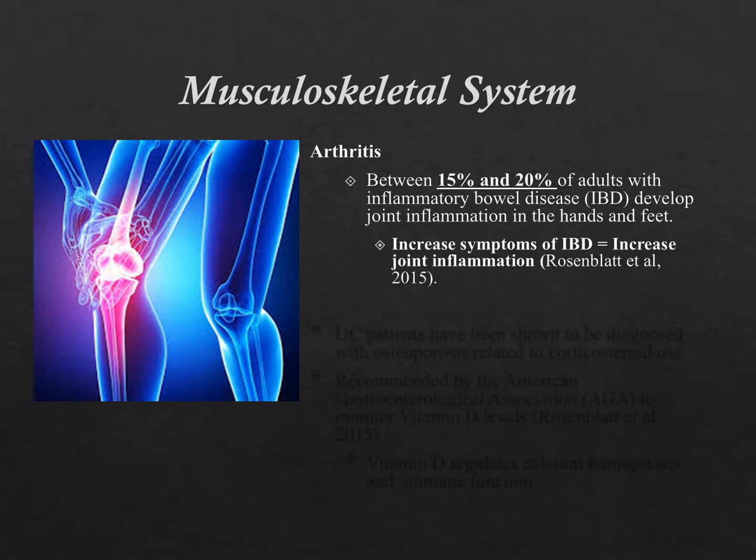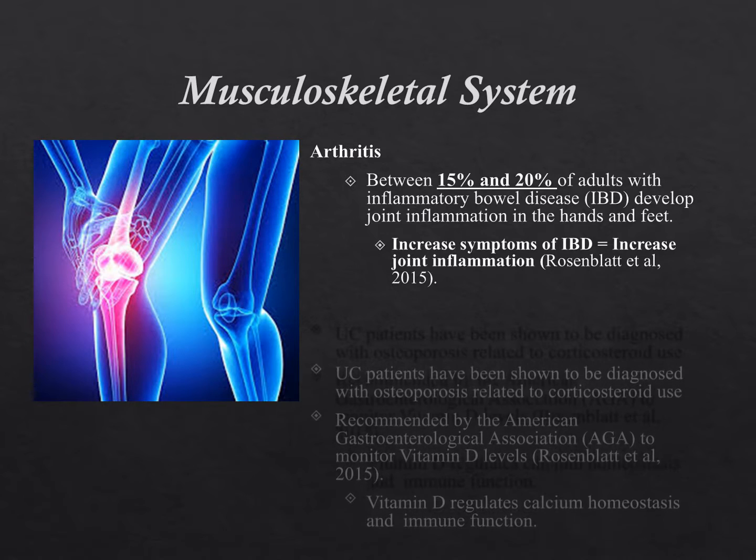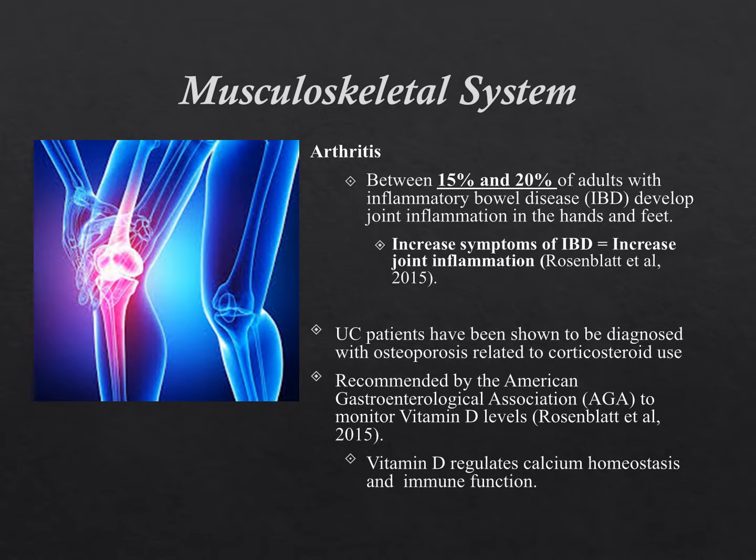Between 15 and 20% of adults with IBD will also develop joint inflammation of the hands and feet. As their symptoms increase with IBD, so does the severity of joint inflammation. Also, these patients are being diagnosed with osteoporosis related to medications such as corticosteroid use. That is why it's recommended by the American Gastroenterological Association, the AGA, to monitor vitamin D levels, because as we know, vitamin D regulates both calcium homeostasis and the immune function.